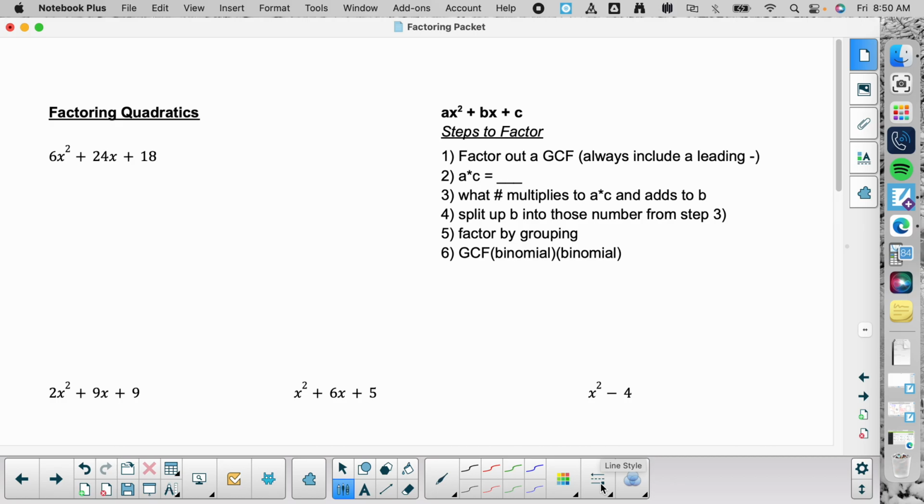Isaac, what is the first thing it says you're supposed to do, and it was the first thing we did yesterday? Okay, so you check to see if all the things have something in common. This one they do. They all have a 6. So I am going to take a 6 out.